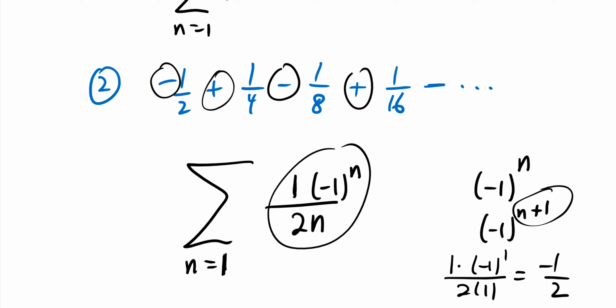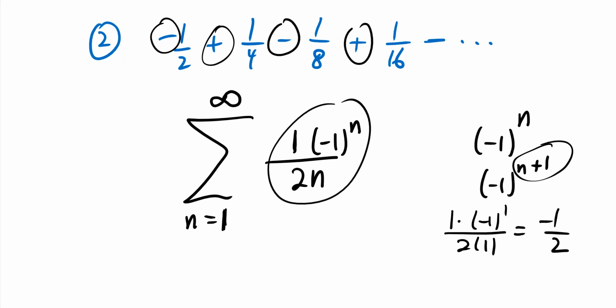If you substitute n equals 2, you get the next one. n equals 4, you get the fourth term. But then it says dot dot dot. That means it goes forever. And the way to represent this, we put infinity. Infinity means it goes forever. This is called an infinite series. Infinite series. It means it goes forever.